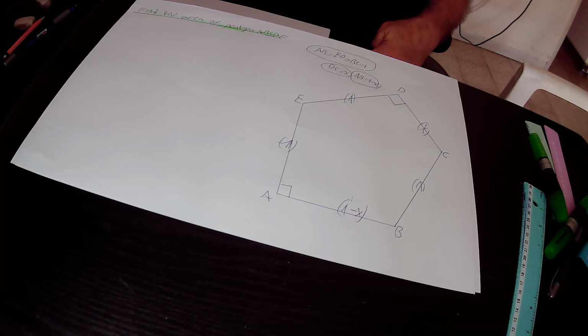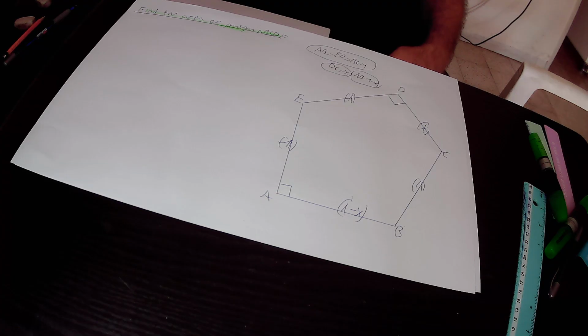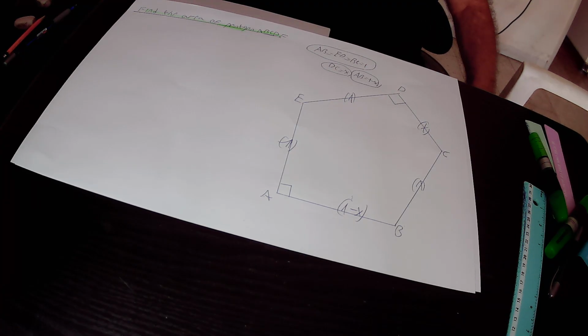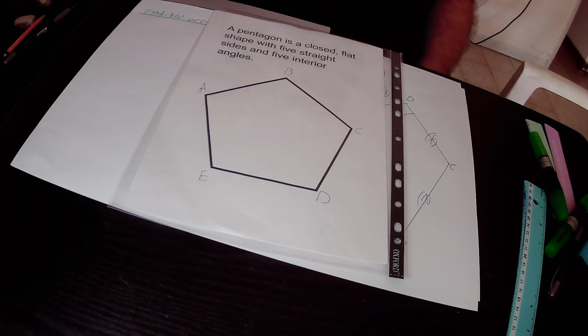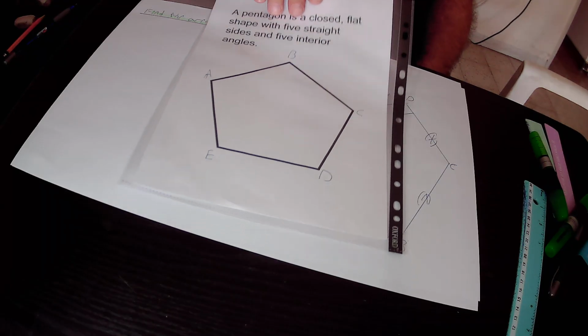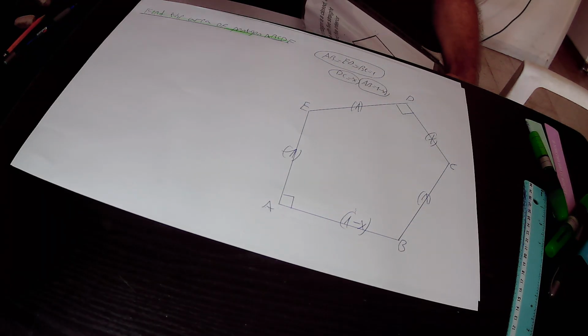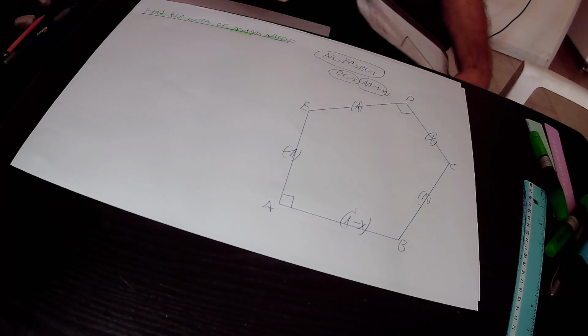What is a pentagon? A pentagon is a flat closed shape with 5 straight sides and 5 interior angles. This is pentagon ABCDE. It has 5 sides, 1, 2, 3, 4, 5, and 5 interior angles, 1, 2, 3, 4, 5. So, in the drawing we have pentagon ABCDE.